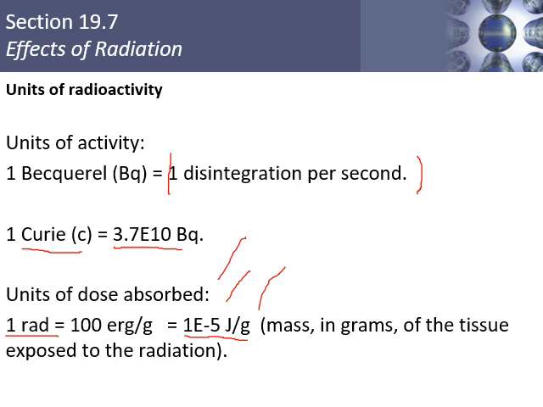So let's just take the simple example that you have something that is a living organism that weighs 10 grams, and let's say you exposed it to 10 times 10 to the minus 5th joules of radiation. Then you divide the 10 times 10 to the minus 5th by 10, and you get 1 times 10 to the minus 5th joules per gram of its tissue, which means that it would have been exposed to 1 rad. But that's not the only thing we need to consider, so let's go to the next slide.